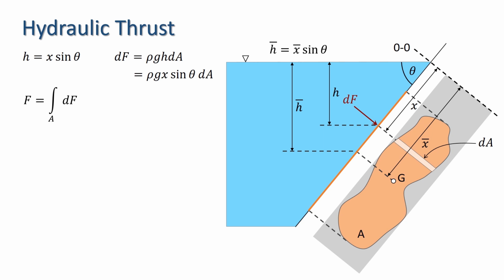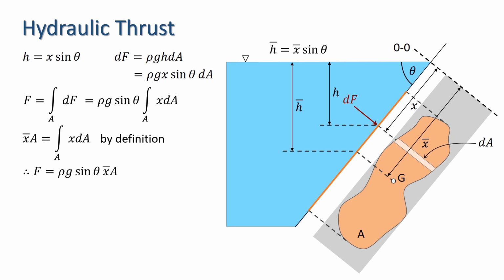Noting that ρg and sine theta are all constants, we have ρg sine theta times the integral over A of x dA. This can be written in terms of x bar, the centre of gravity of A, since x bar times A equals the integral of x dA by definition. Thus, F can be written ρg sine theta times x bar times A.